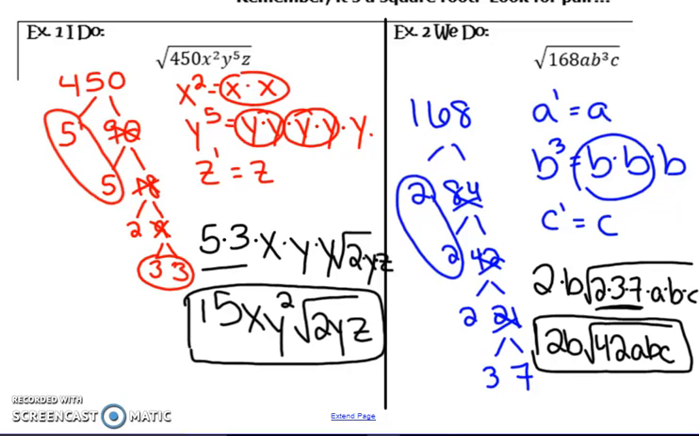It looks different because you have variables all over the place, but the biggest thing is that we want to take out those pairs. And when we can take them out, we're bringing them to the outside just like we bring the coefficient numbers to the outside when they have the pair.